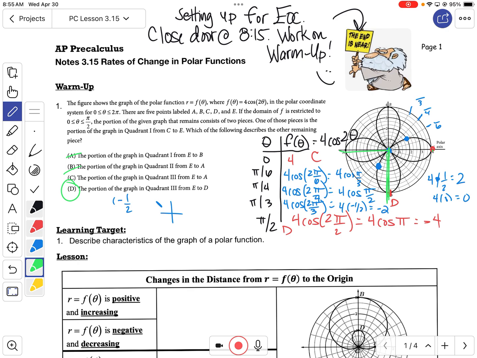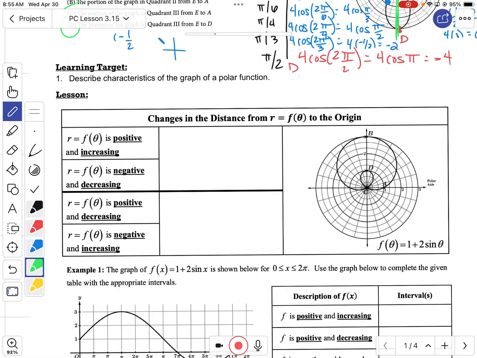Okay, so things we're going to talk about today: characteristics of the graph of a polar function. We're going to talk about how we find a rate of change, how we find extrema, just all kinds of good stuff. Good news is it's not super lengthy, what we have to do with this last little bit of it, and it will be in the multiple choice, which is nice, okay?